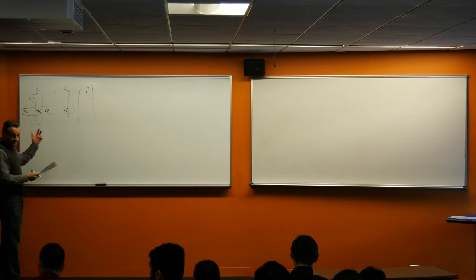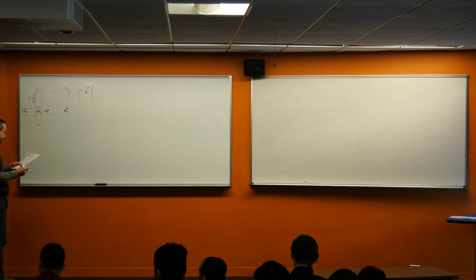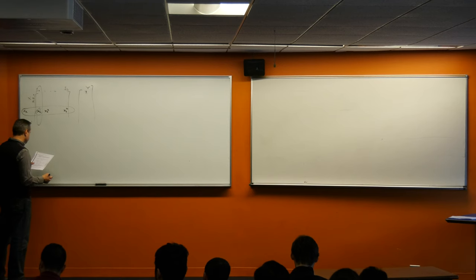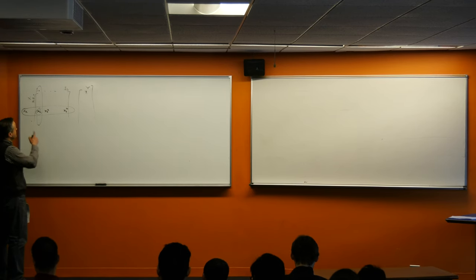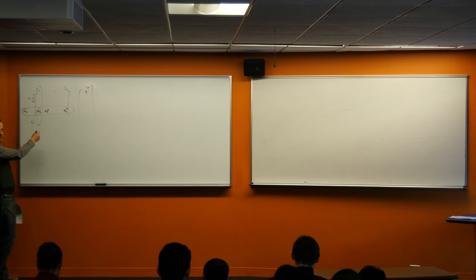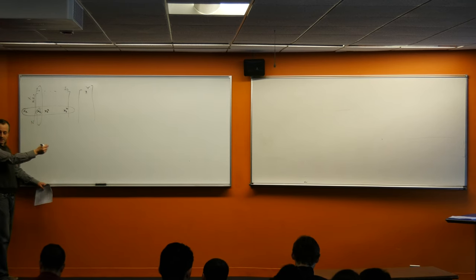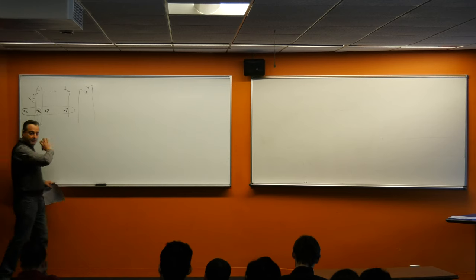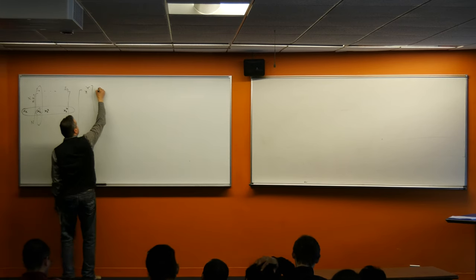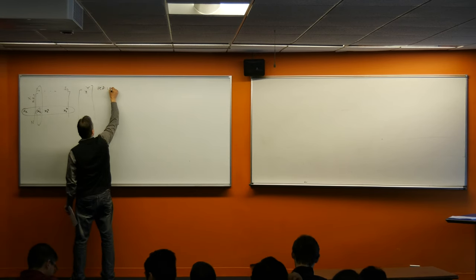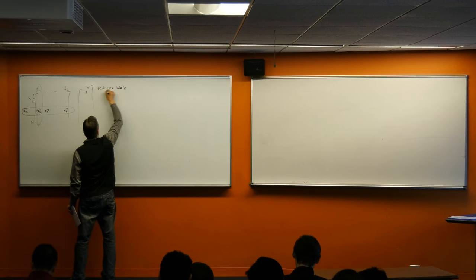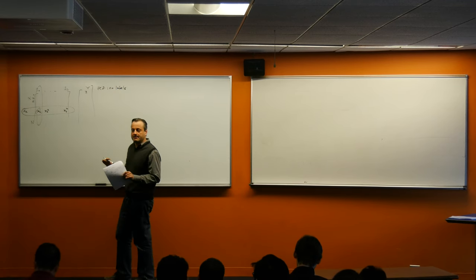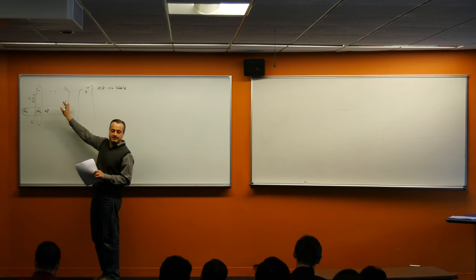I have this data, and this data is n data points by d features, right? In PCA, we have no labels. So let's establish that from the beginning. PCA, no labels. So whatever PCA does, it's only in the feature space.